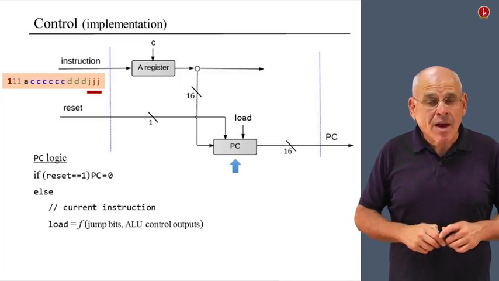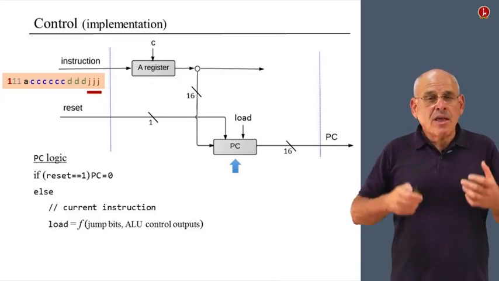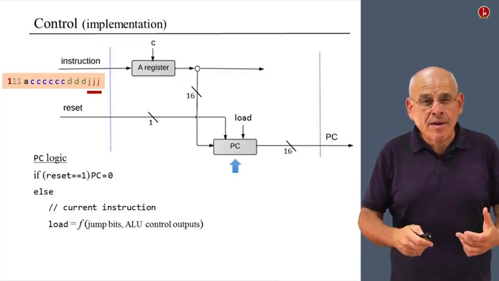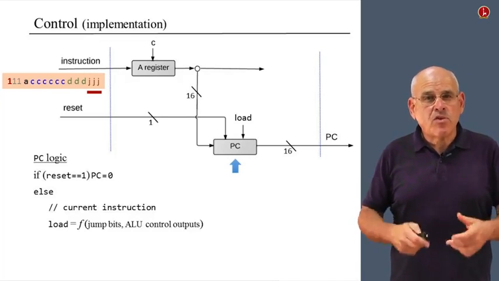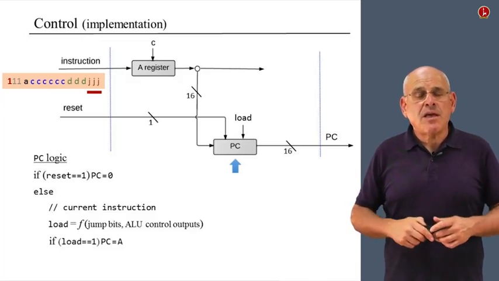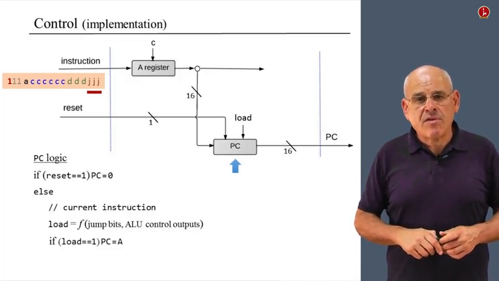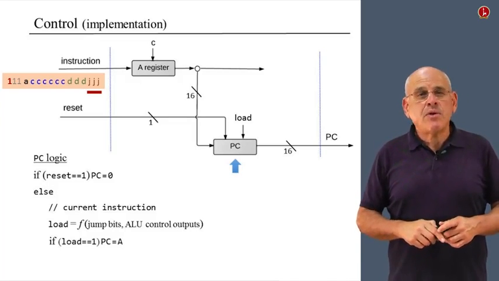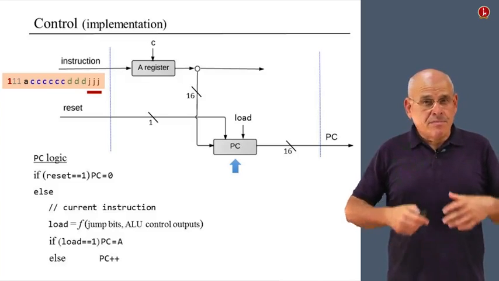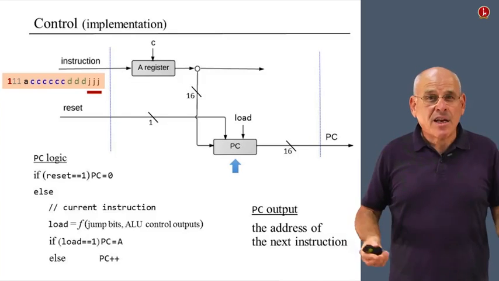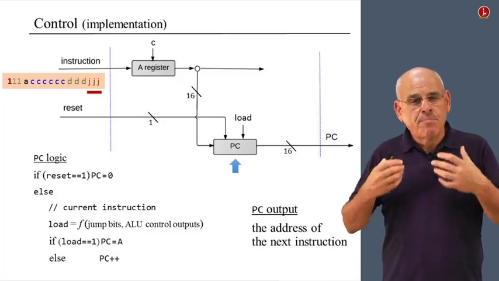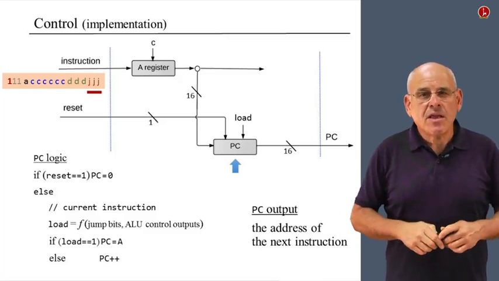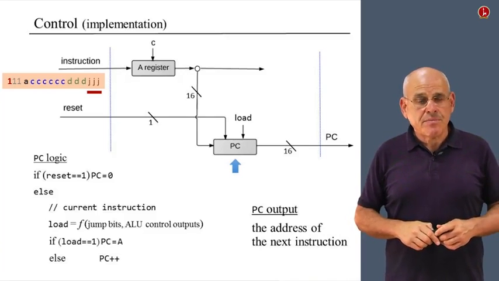And if you look at the diagram, you see that this load is actually the load bit of the program counter. So if load ends up being 1, yes, we want to jump. So we do PC equals A. PC equals the current value of the A register, which contains the address to which we want to jump. Otherwise, we do PC++. At the end of all this operation, when all the dust clears, what we'll get is that the PC always emits the address of the next instruction that has to be fetched and executed.